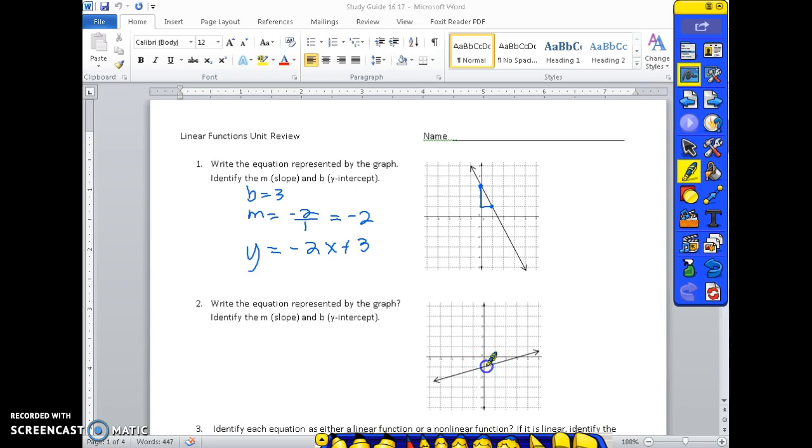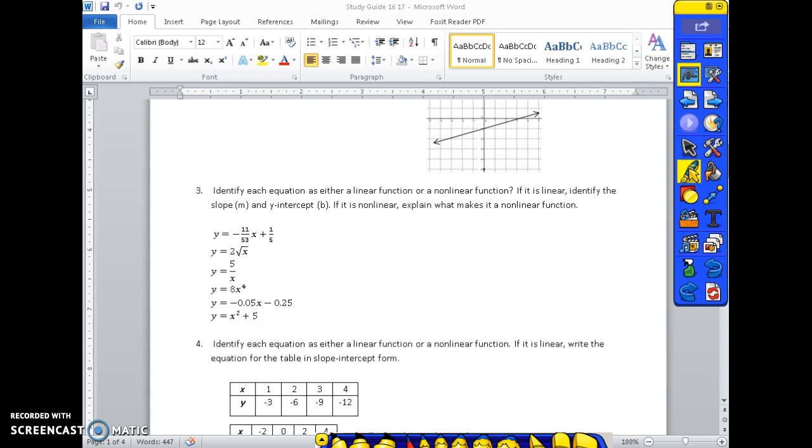Number 2 crosses the y-intercept at negative 1. To get from this point to this point, we go up 1, to the right 3. So y equals 1/3 x minus 1.